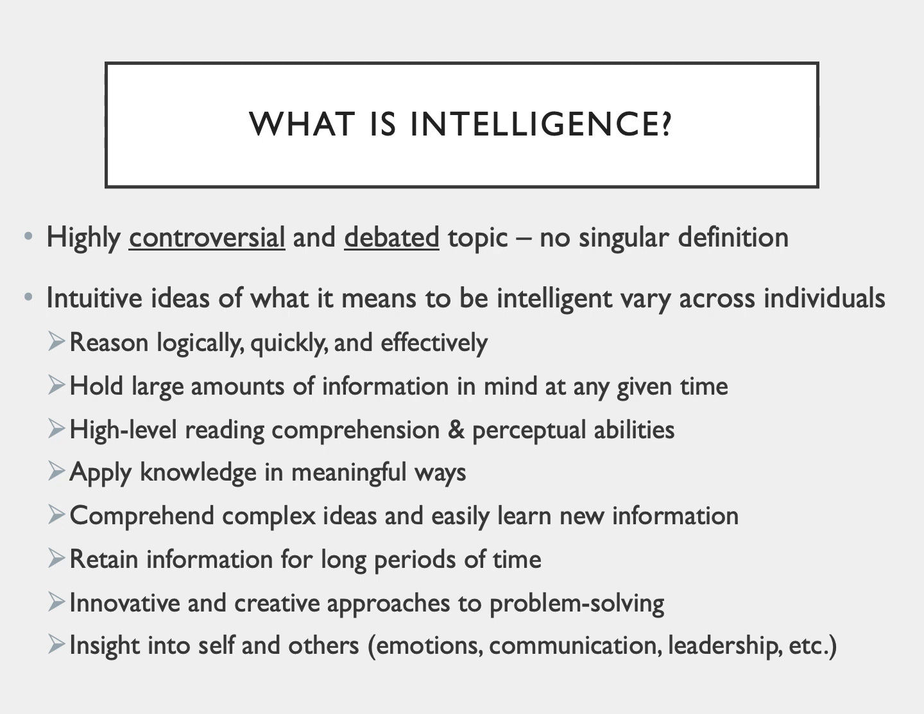So, what are some intuitive ideas of what it means to be intelligent? Some might say it's the ability to reason logically, quickly, and effectively. Some might also say it's the ability to hold a large amount of information in your mind at any given time. Or perhaps it's high-level reading comprehension and perceptual abilities. Or the ability to apply your knowledge in meaningful ways. To comprehend complex ideas and easily learn new information. Or perhaps to retain information for long periods of time.